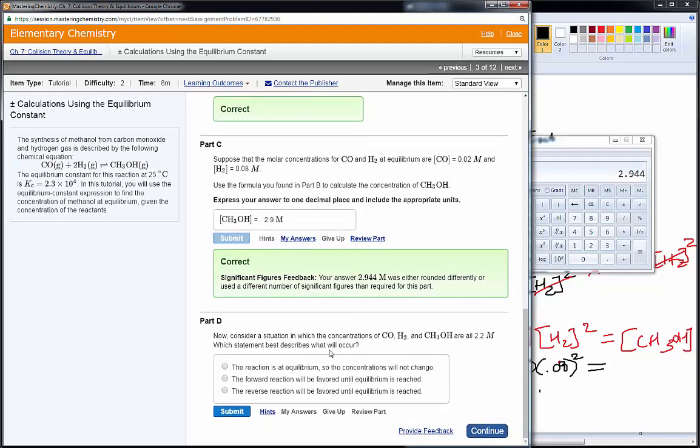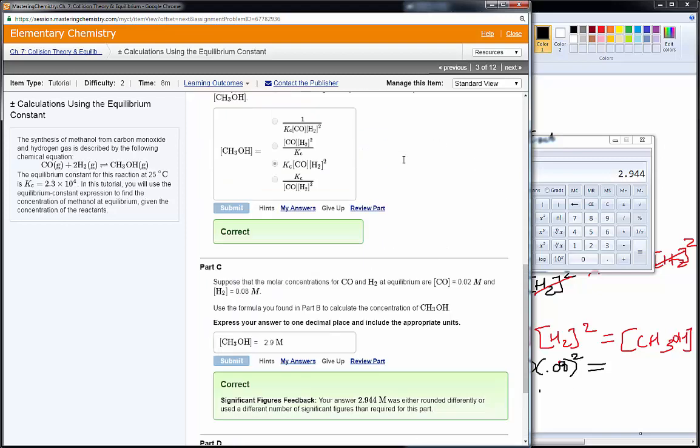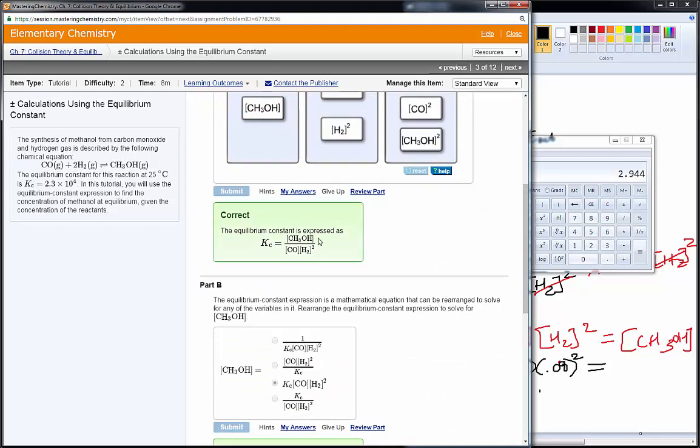Excellent. Now consider a situation in which we've got all of these and they're all 2.2 molar. What statement best describes what's going to occur? Well, as you can see, because K is very large, that means that products are favored over reactants, because in our K expression, products go on top, reactants go on bottom. So if K is very large, then that means that the amount of products is much higher than the amount of reactants. And you can see that here.